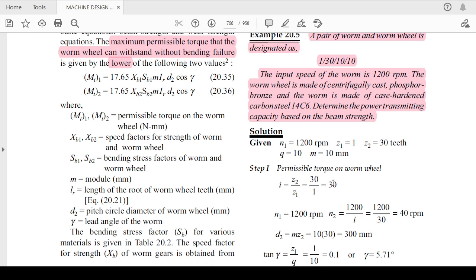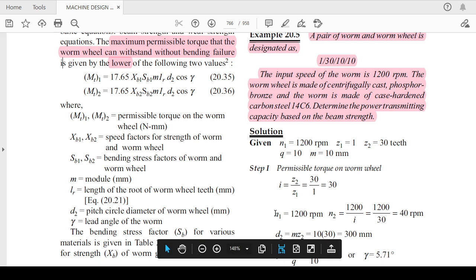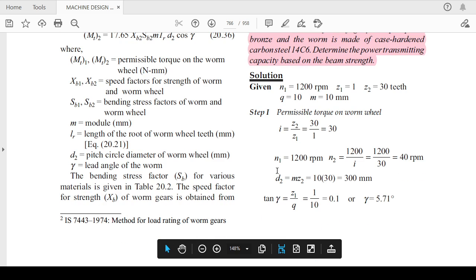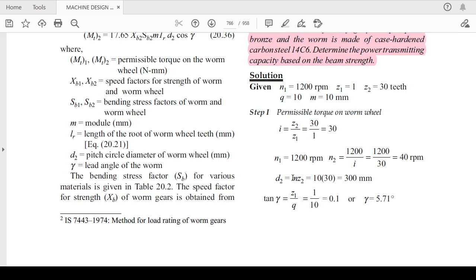So if N1 is 1200 rpm, then the value of N2 will be 40 rpm, which means the speed of the worm wheel is 40 rpm. Now D2, the pitch circle diameter of the worm wheel, is module M multiplied by the number of teeth of the worm wheel, that is 10 multiplied by 30, so the pitch circle diameter of the worm wheel is 300 mm.